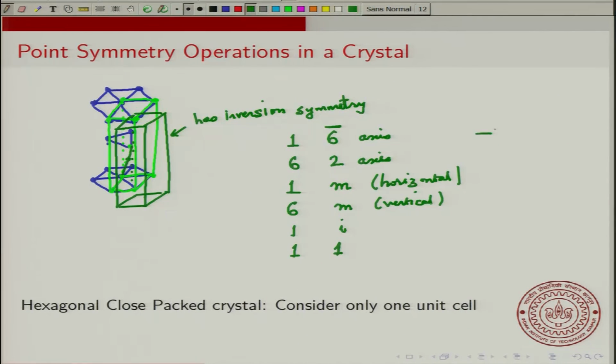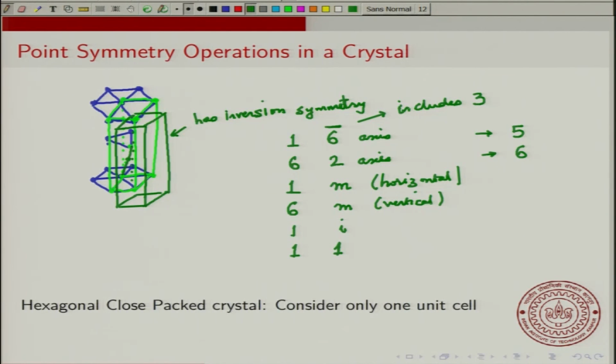Now, the 6 bar axis will generate a total of 5 symmetry operations. If you do 6 bar twice, you will get a C3. So 6 bar operated twice includes a threefold rotation. 6 corresponds to rotation by 60 degrees. So if you do 60 degrees and inversion, again you do 60 degrees and inversion, totally you have done 120 degrees and you have cancelled the inversion. So that is a threefold axis of rotation.